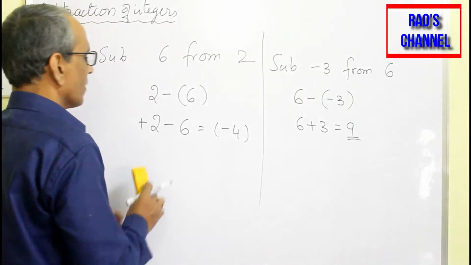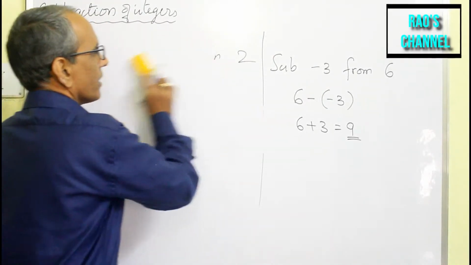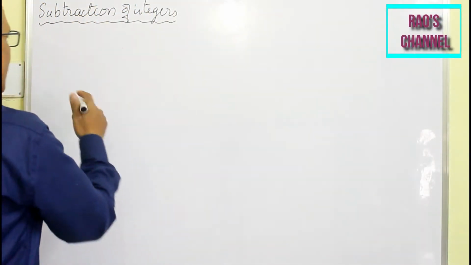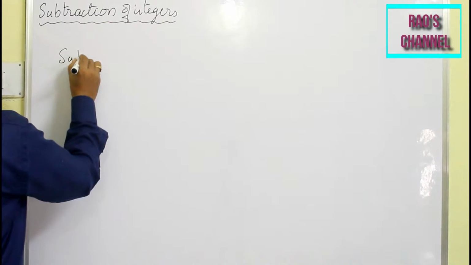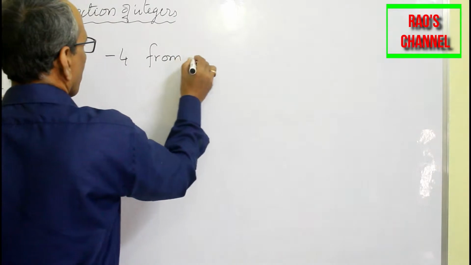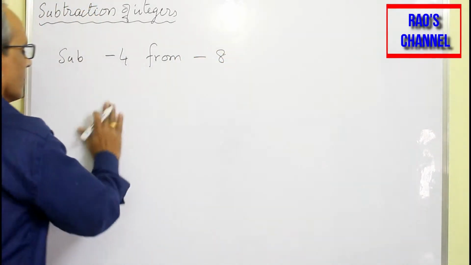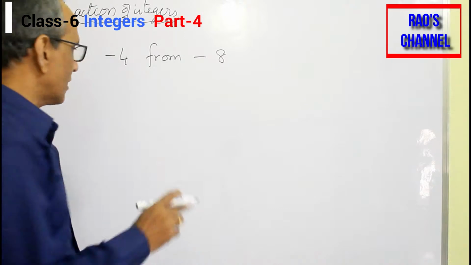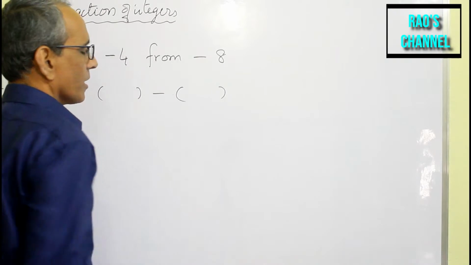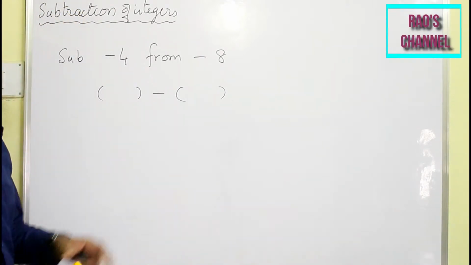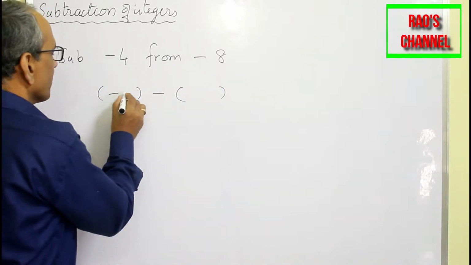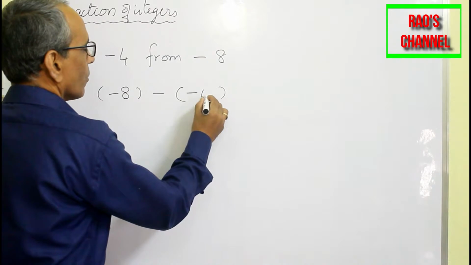But I show a simple way also. Instead of thinking of additive inverse or subtraction, see, I repeat the same question. Subtract minus 4 from minus 8. Clearly we have two integers. So open two brackets, followed by the operation subtraction between them. The first bracket, what to be written? The from part, that is minus 8. In the later bracket, minus 4.